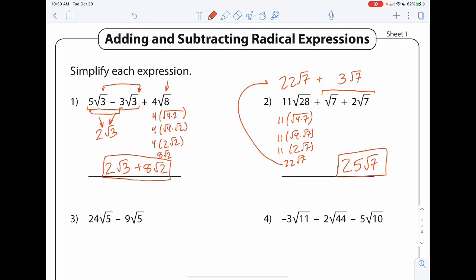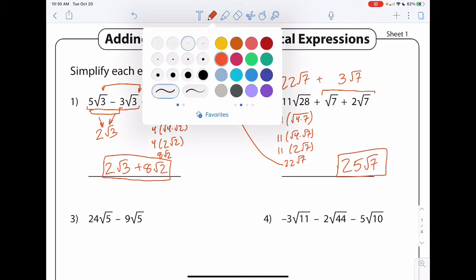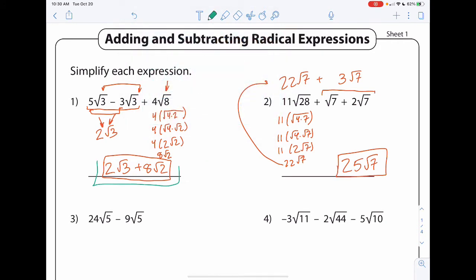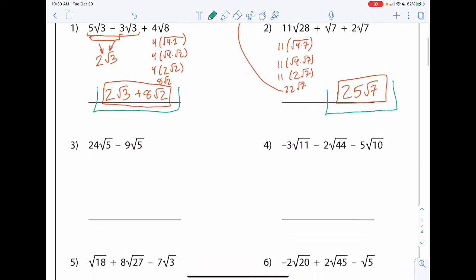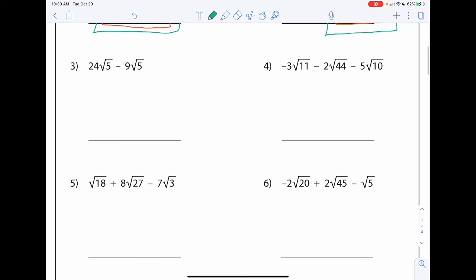Cool. So we see that in the first example, number 1, I got an answer that could not be combined. But in the second example, number 2, I got an answer that can be combined. So let's try 3 and 4, and then I think that's where we're going to leave it.